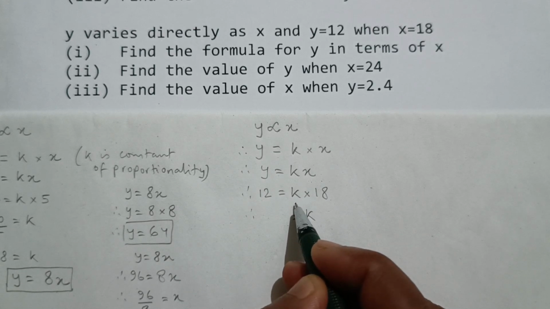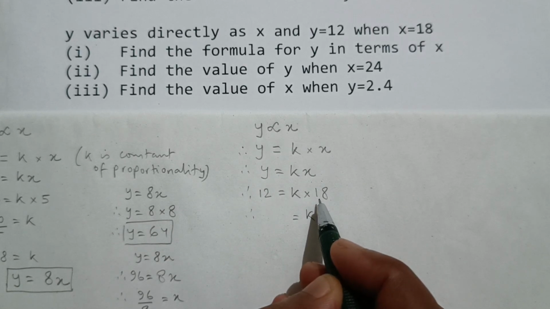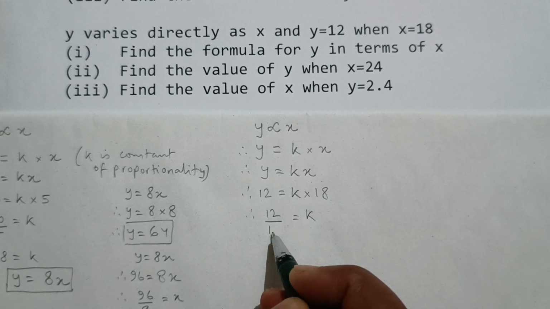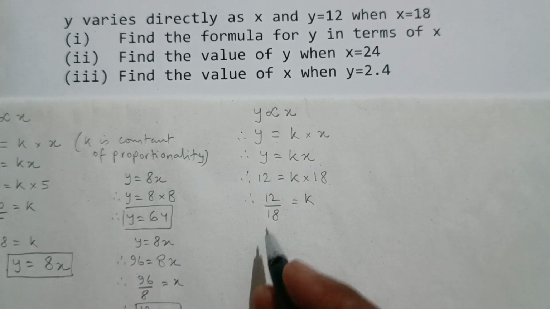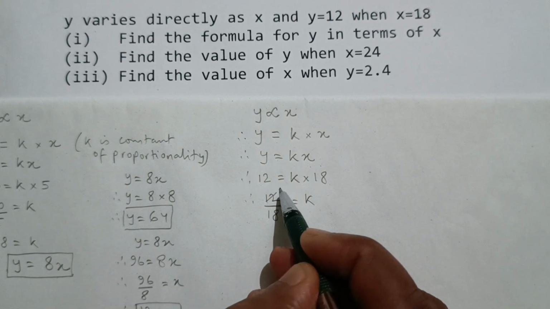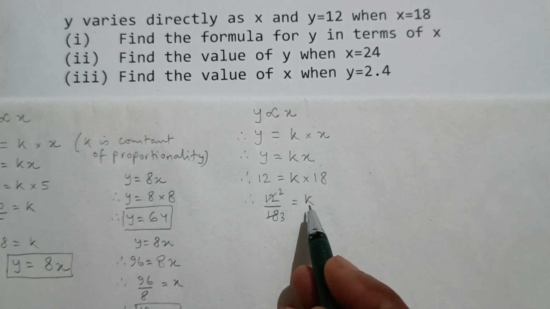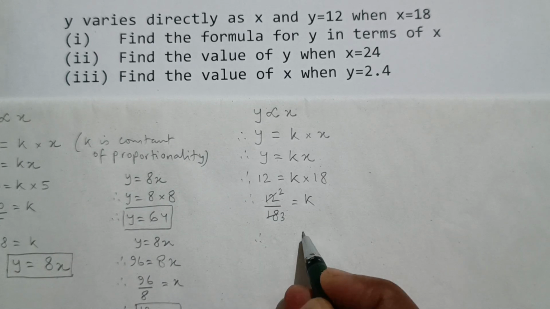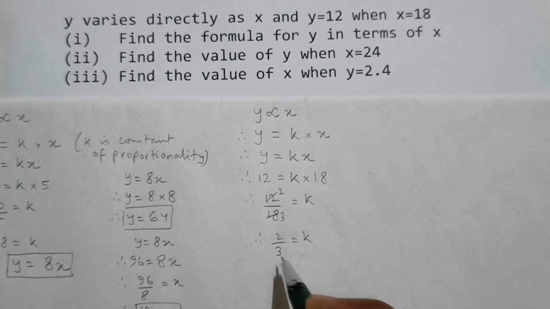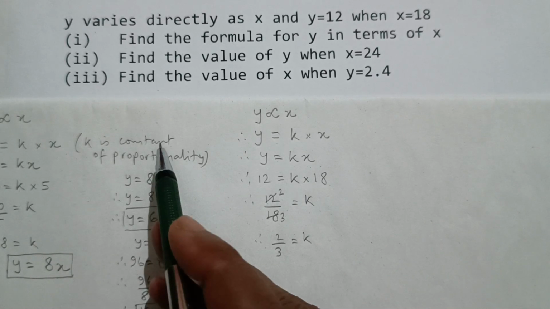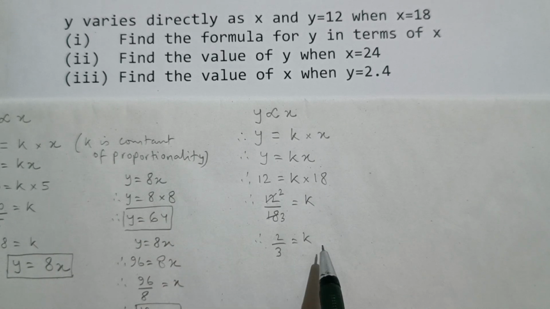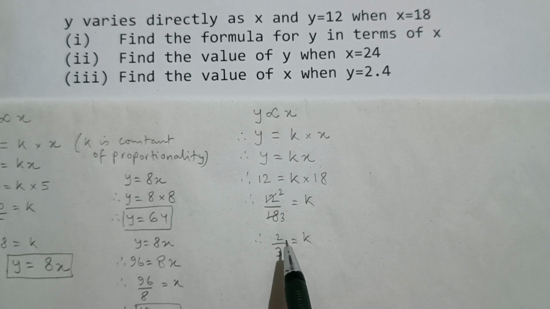So what is k? k is 12 upon 18. And what is 12 by 18? 6 2s are 12, 6 3s are 18. So 2 by 3. The value of k is 2 by 3. So k equals 2 by 3. Now k is the constant of proportionality, so for this question the constant of proportionality is 2 by 3.